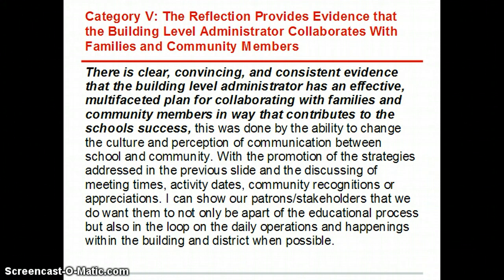This was done by the ability to change the culture and perception of communication between school and community, with the promotion of the strategies addressed in the previous slide and the discussing of meeting times, activity dates, community recognitions or appreciations. I can show our patrons or our stakeholders that we do want them to not only be a part of the educational process, but also in the loop on the daily operations and happenings within our building and district when at all possible.